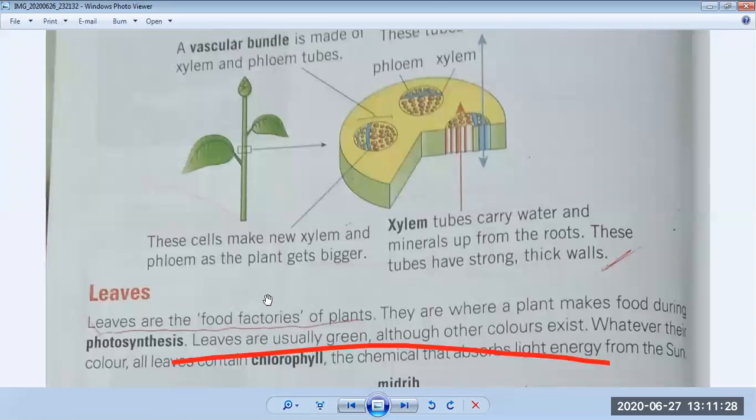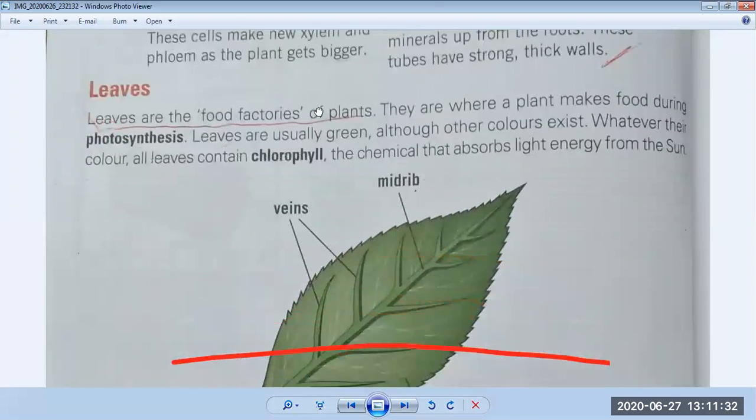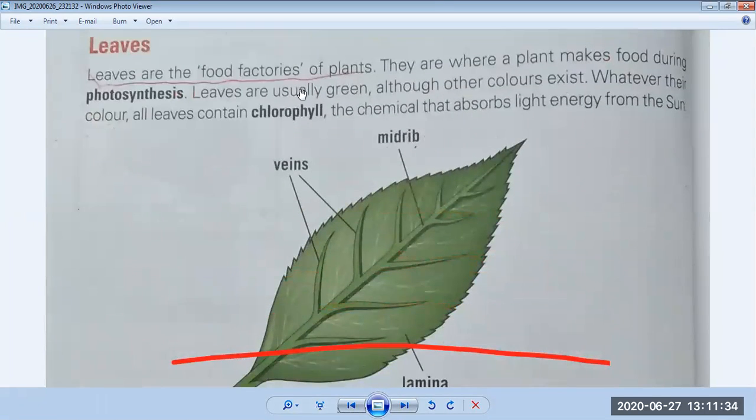Now there is another important role of leaves in the body of a plant. This is very important. You have to underline it in your book. If you see the screen, leaves are the food factories of plants. So who makes food for the plant? Definitely leaves make the food for the plant. They are where a plant makes food during photosynthesis. The process by which plants make their food by themselves is called photosynthesis.